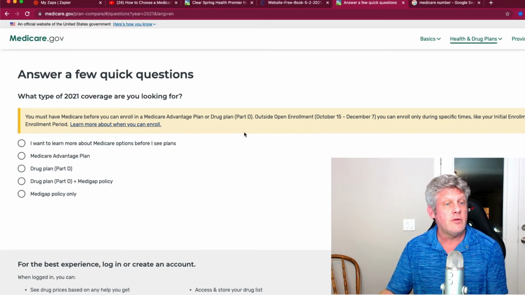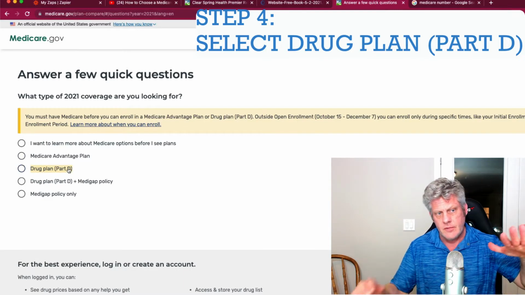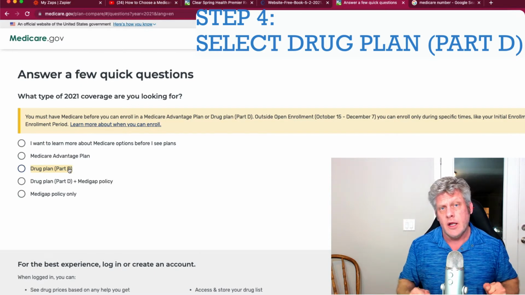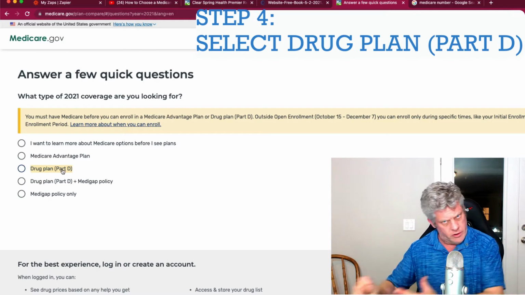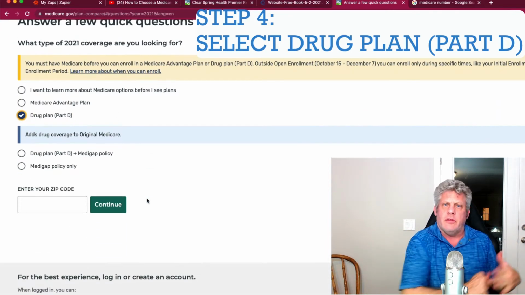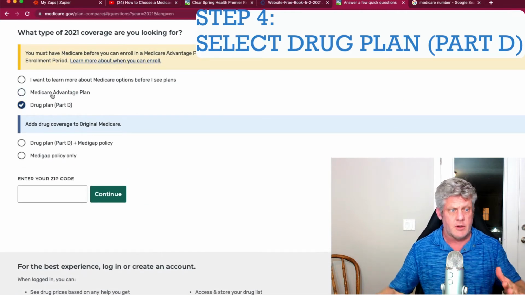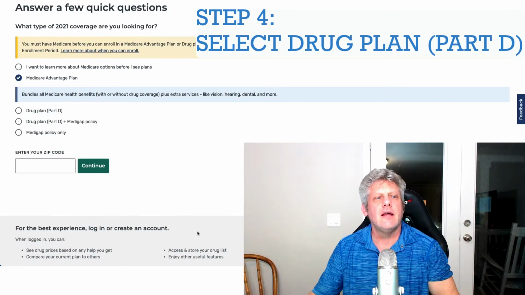What types of 2021 coverage are you looking for? For today's purposes, a Part D drug plan. If you're 65 and over and on Medicare, most likely you have a supplement to pay what Medicare doesn't, and you're going to get a standalone drug plan to go with your Medicare and your Medicare supplement. Don't pay attention to the Medicare Advantage. I'm not going to go into the Medicare Advantage plan.